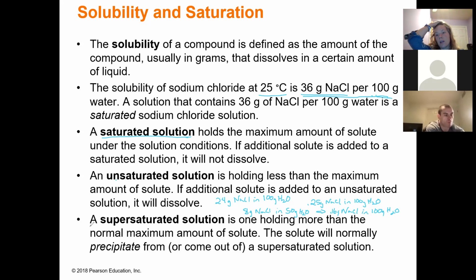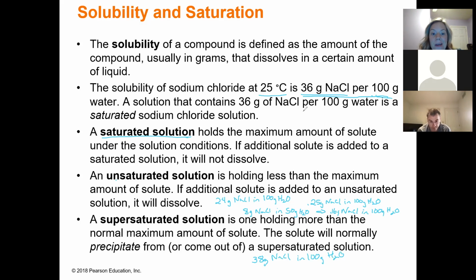There are, on rare occasions, these things called supersaturated solutions. And a supersaturated solution is a solution that actually holds more than the normal amount at that given temperature. So let's say we had a solution where it was 38 grams of NaCl in 100 grams of water. That would be over our saturation point. We would call it supersaturated.